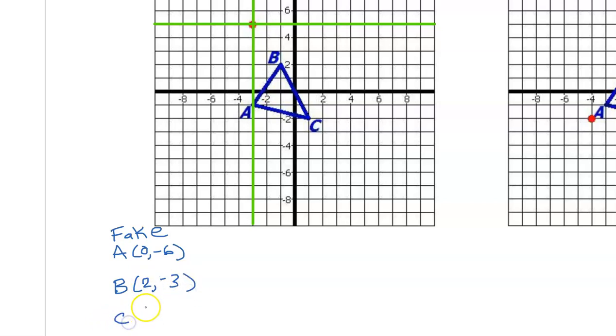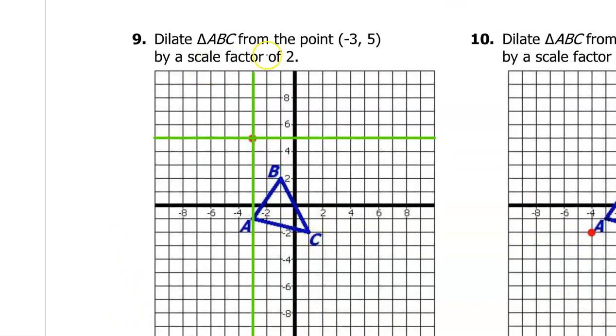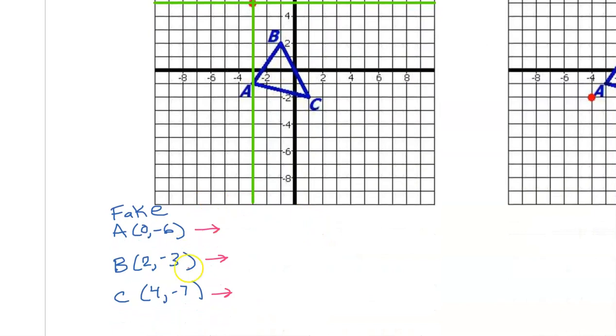And how about point C? Again, counting from the green lines, point C is over 4 and down 7. So that's 4, -7. So these are the fake coordinates of the pre-image triangle ABC. Now we can perform the multiplication of the scale factor. So we are supposed to dilate by a scale factor of 2. So we will simply multiply all of these coordinates by 2.